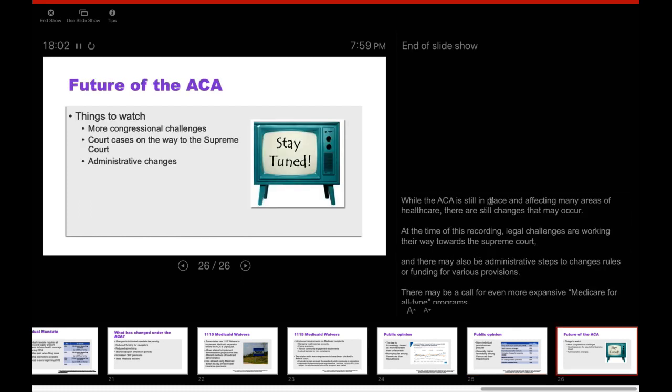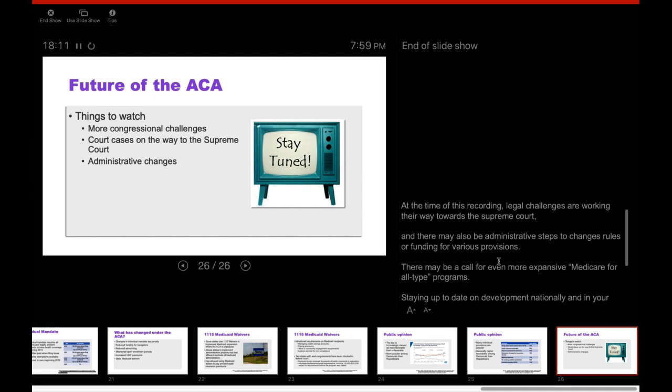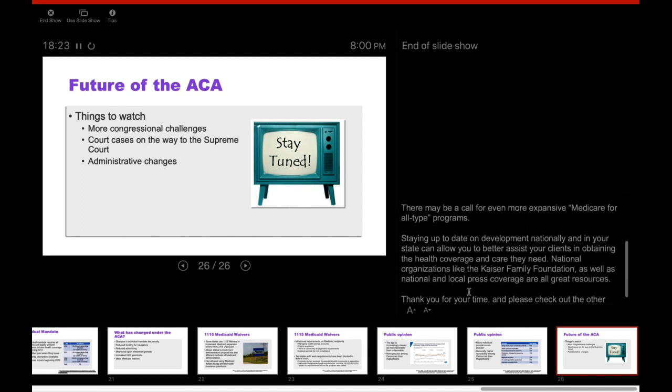While the ACA is still in place and affecting many areas of healthcare, there are still changes that may occur in the future. At the time of this recording, legal challenges are working their way towards the Supreme Court. There also may be administrative steps to change rules or funding for various provisions. There may even be a call for more expansive Medicare for All type programs.